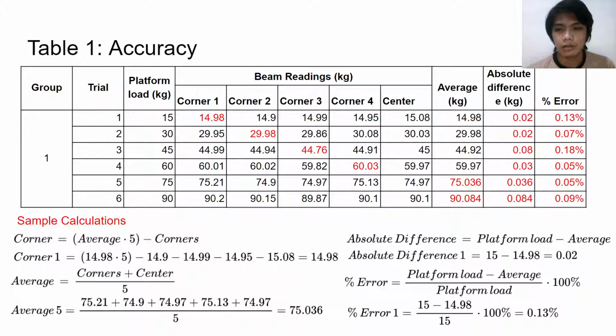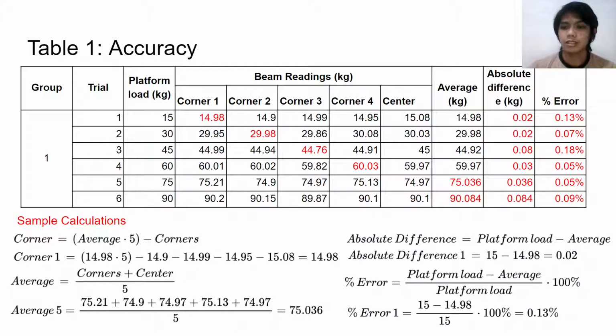The next one is the absolute difference. It is simply the platform load minus the average. So for the absolute difference in trial 1, it is 15, the platform load, minus 14.98, the average, which is 0.02 for the absolute difference at trial 1.